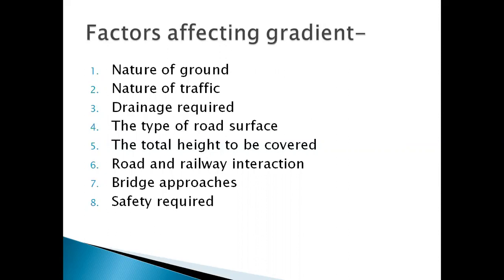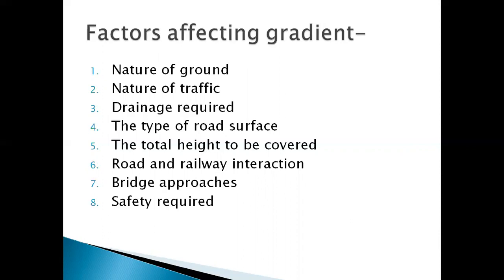First is nature of ground. That is, when we are going to construct the road, what is the nature of that ground? It is a plain area or it can be a hilly or mountainous area. This can affect the gradients of road. Then second is nature of traffic. Which type of traffic is on the road? This also affects the gradients of road.